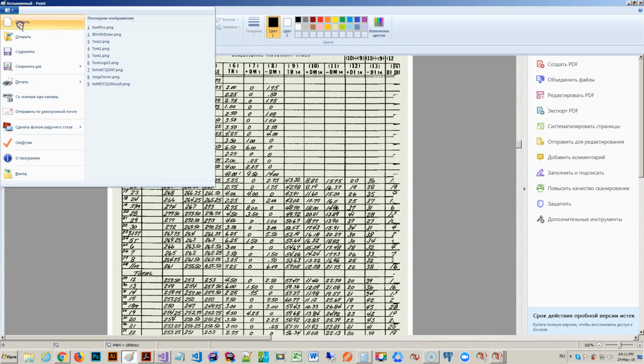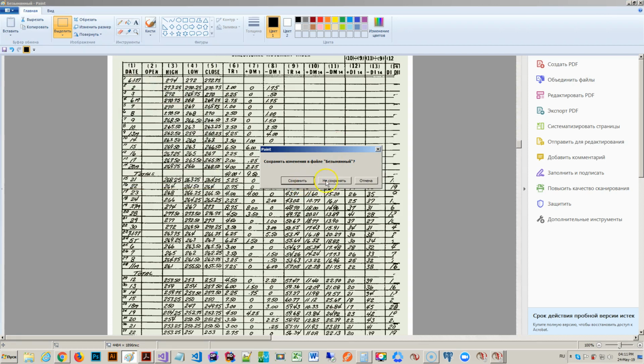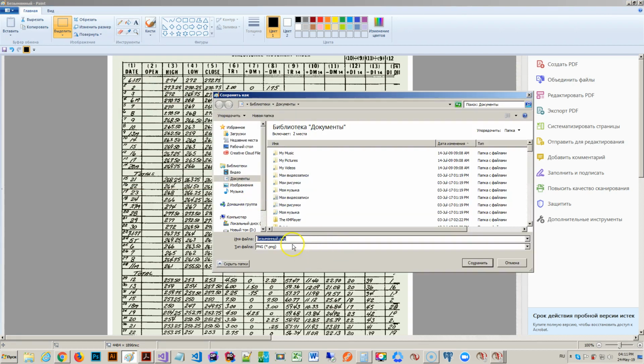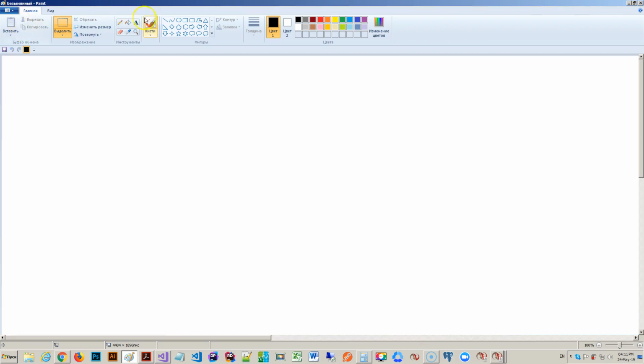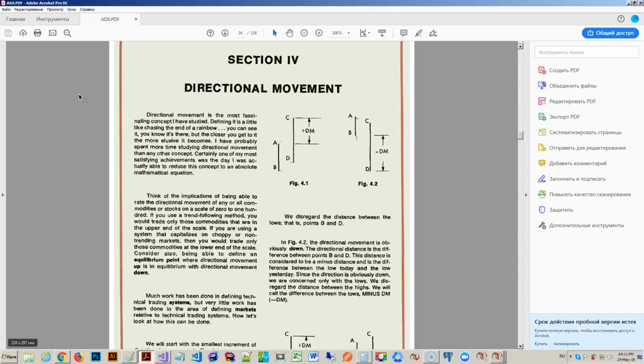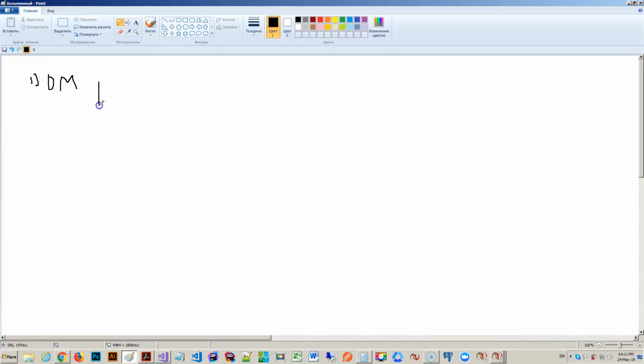Let me grab a drawing tool. The first thing we're going to calculate is the DM, the directional movement. Basically, we take two bars. I'm going to draw a quick example like this. If there's a high here and a high here, we're interested in this zone here. This is DM plus, and this movement is what overtook the previous bar.